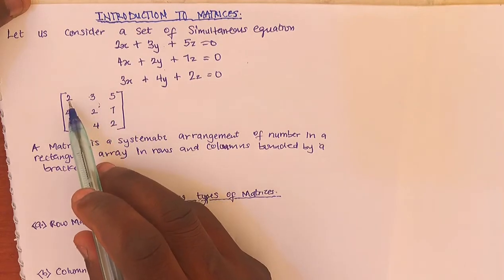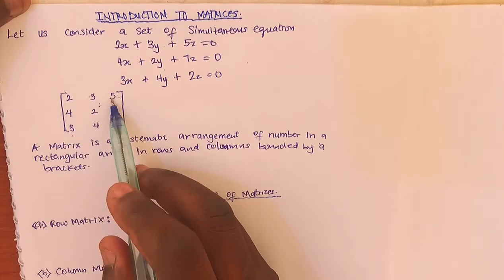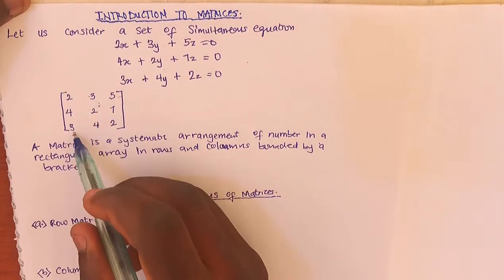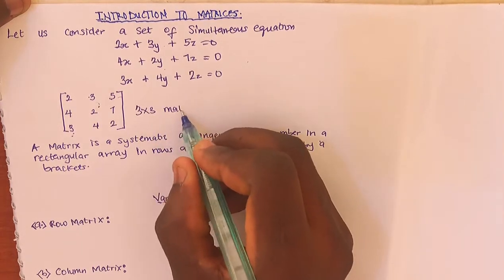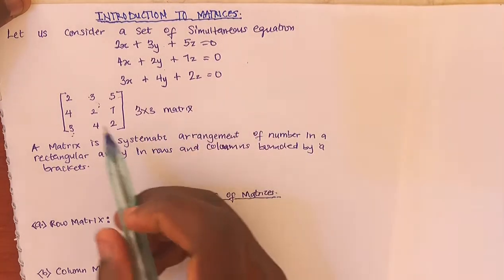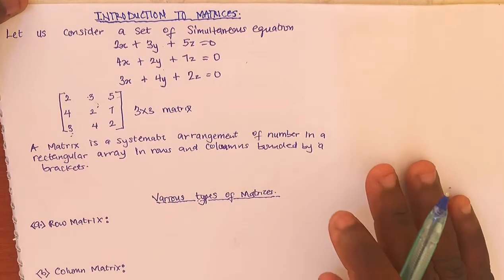So in this case, if you take a look at these matrices, don't forget we have rows and columns. Here we have 3 rows and also 3 columns. So this is a 3 by 3 matrix. Can you see now? This is a 3 by 3 matrix. Now let's take a look at the various types of matrices that we have.